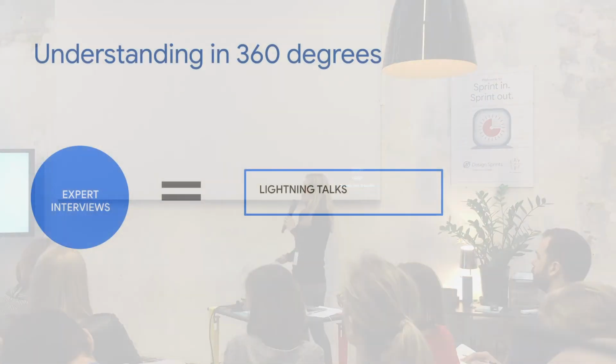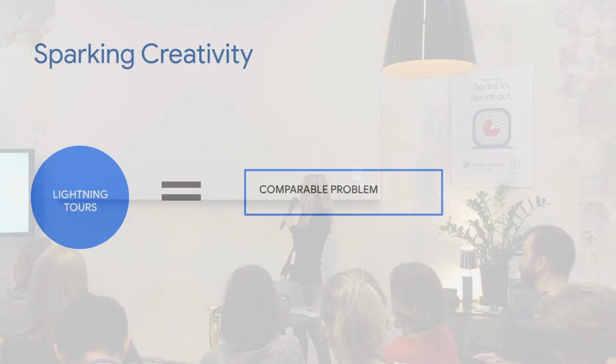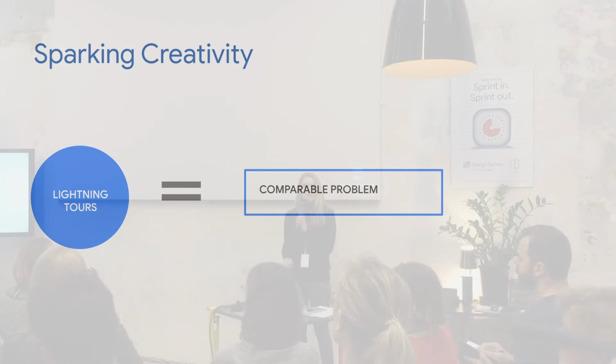We're all understanding this problem in 360 degrees. That's really the core of what we're doing. And we're doing that in different ways. We happen to call our expert interviews lightning talks. They're basically the same thing. We just prepare ours all in advance, like we're doing today. We have a 10-minute lightning talk. And we have methods for sparking creativity. Slightly different names, but it's the same thing. How do we look at this problem in relation to other really exciting ideas out there?